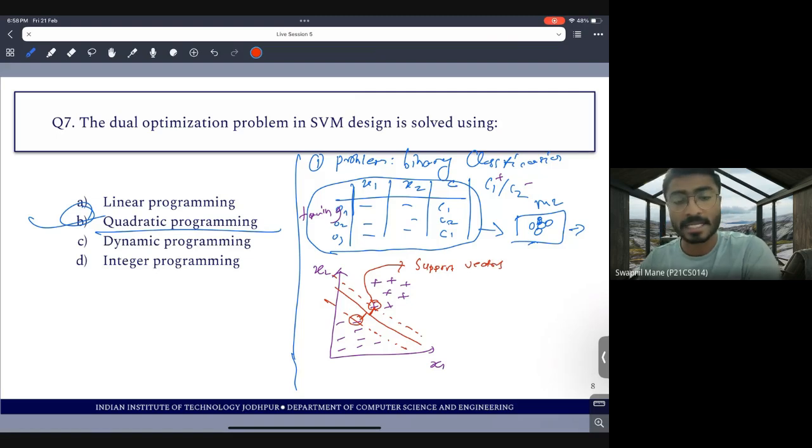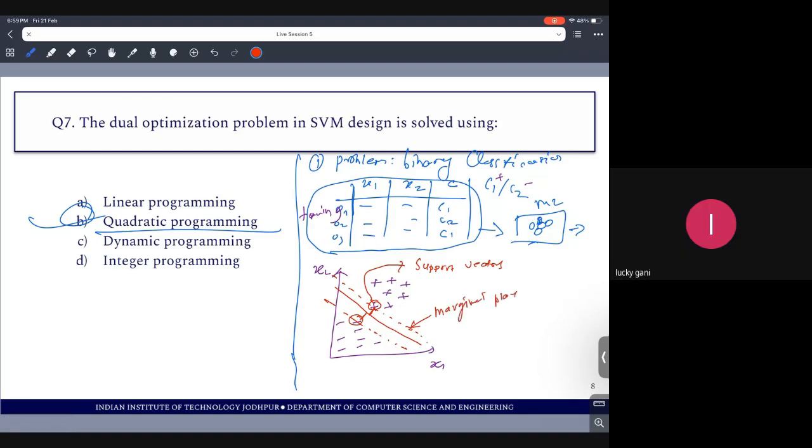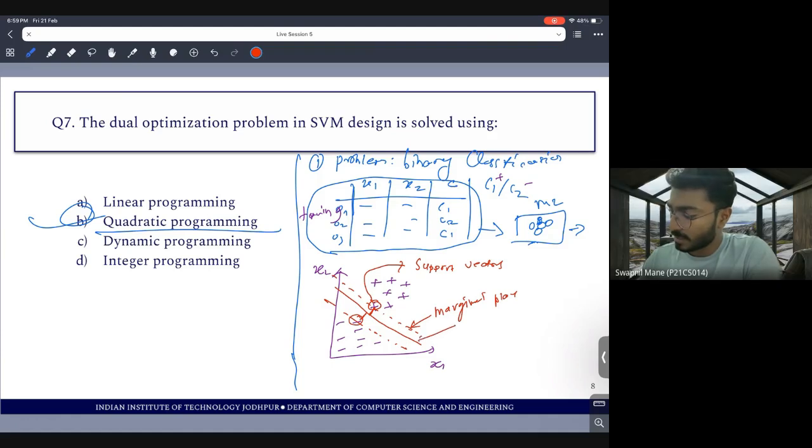Support vectors. That's why we are calling this algorithm a support vector machine. And this line is a marginal plane. So this one is a hyperplane, which is a separable decision boundary.